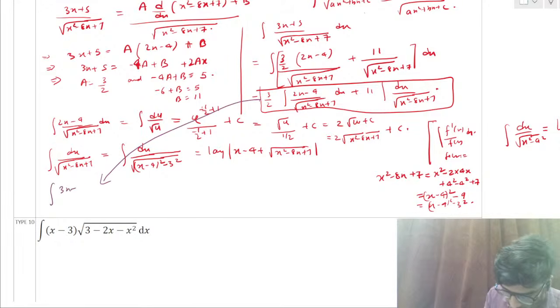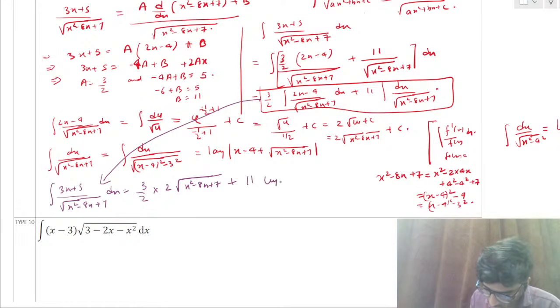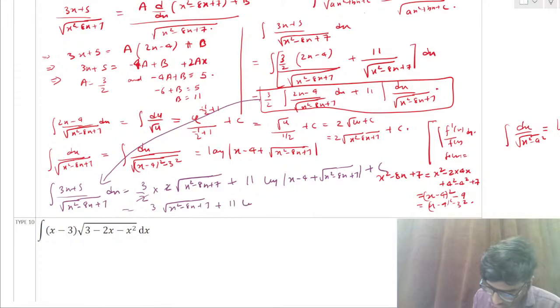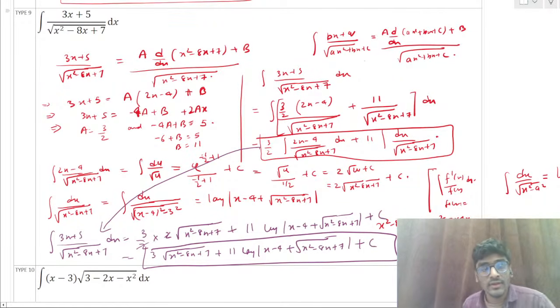So the integration of 3x plus 5 upon under root x square minus 8x plus 7 dx becomes 3 by 2 times 2 under root x square minus 8x plus 7, plus 11 times log of mod of x minus 4 plus under root x square minus 8x plus 7, plus c. We cancel out, and we are left with 3 times under root x square minus 8x plus 7 plus 11 times log of mod of x minus 4 plus under root x square minus 8x plus 7. So this is the required integral. Is it clear to everyone?